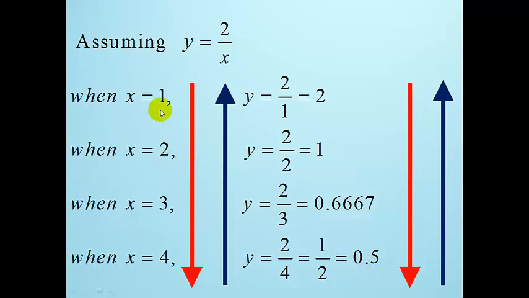Now, let's look at the trend or the behavior or the values of x and y. First, looking at the red arrows pointing vertically downwards, we can see that as x increases from 1 to 4, y is decreasing from 2 to 0.5. Now, looking at the blue arrows, we can see that as x decreases from 4 to 1, y increases from 0.5 to 2. This means that there is an inverse variation between y and x.